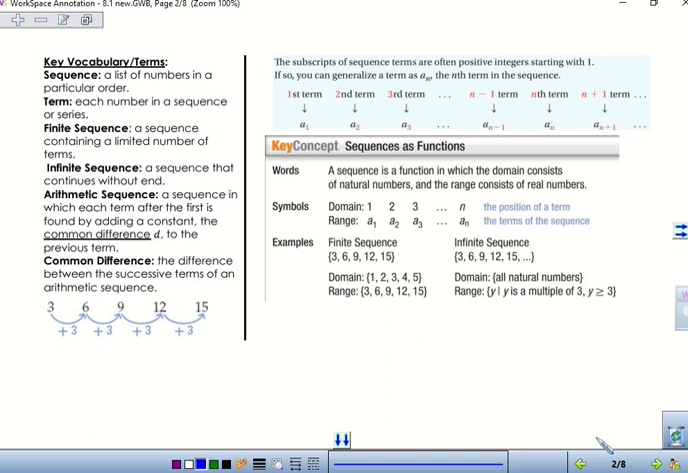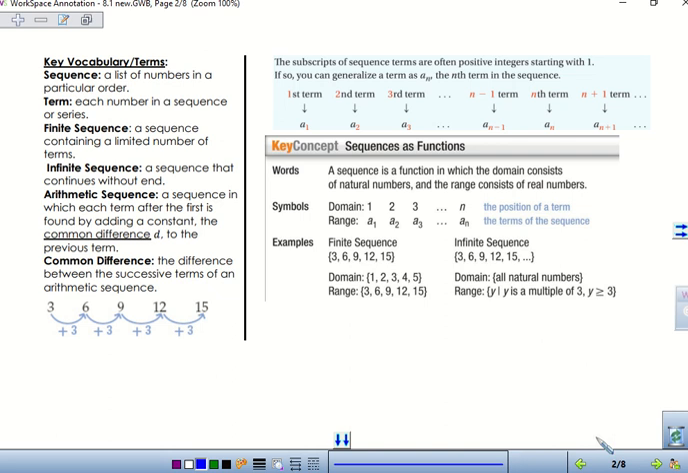We have a finite sequence versus an infinite sequence. Finite has an end. Infinite does not. It just goes infinitely. And then we have an arithmetic sequence, which is what we're going to be addressing today. An arithmetic sequence is defined by having something called a common difference. That means it goes up or down by the same increment each time.